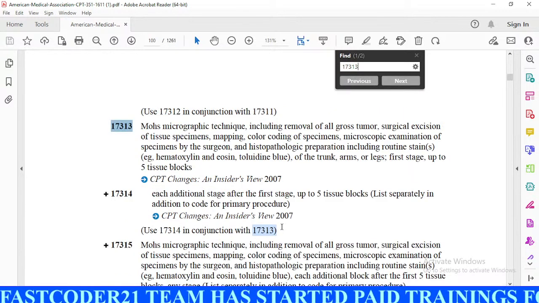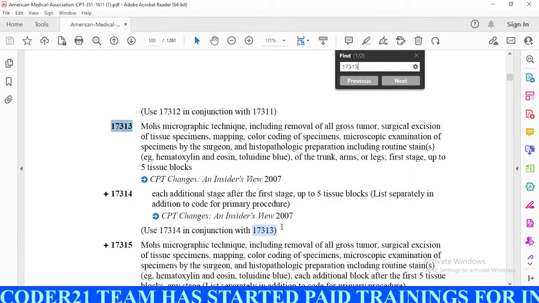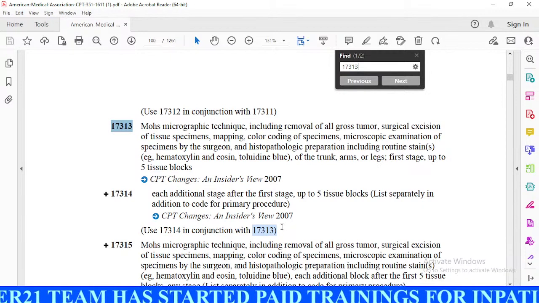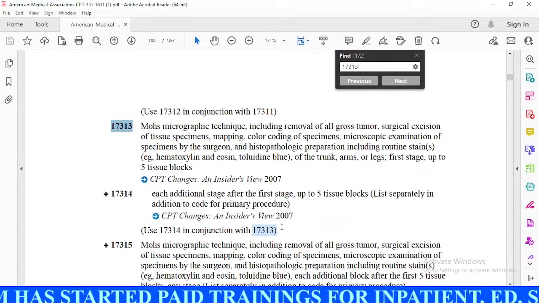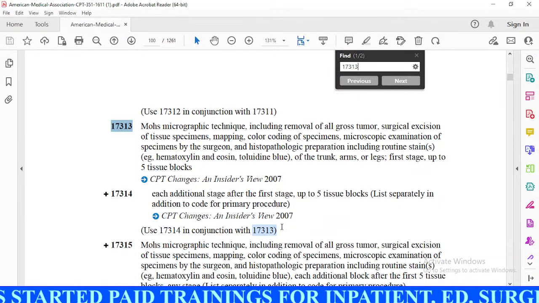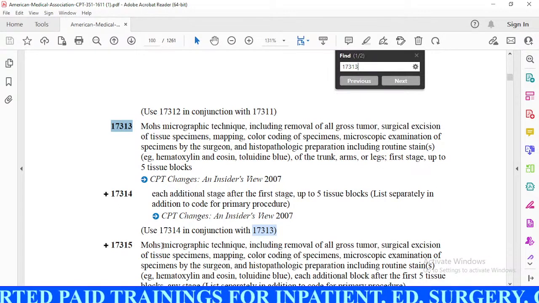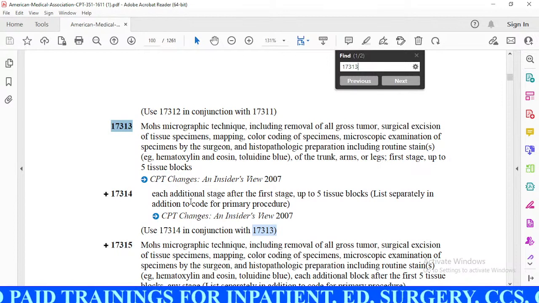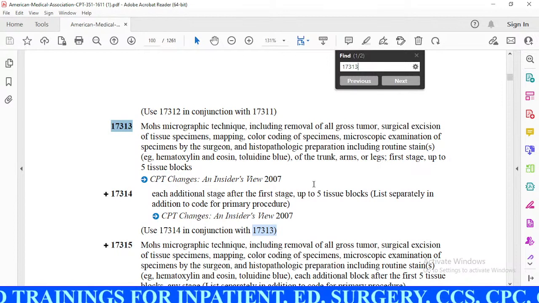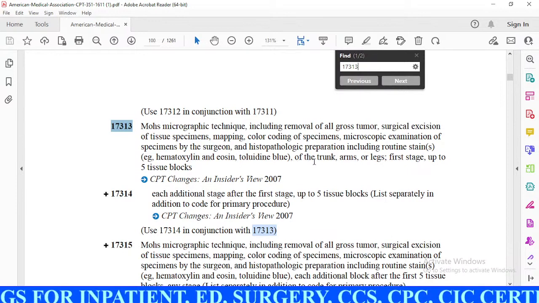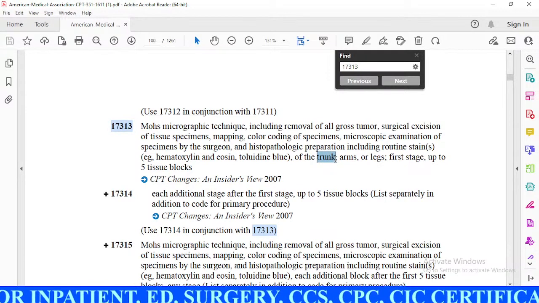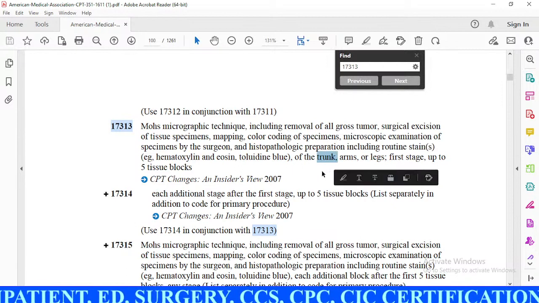So basically, most Mohs micrographic surgeries are based on anatomic grouping, the number of stages taken, and the number of blocks per stage. So now we can check that. Here, 17313 is for the first stage with 3 blocks. Our location here is back. If we check trunk, back comes under trunk, so we can take this one.